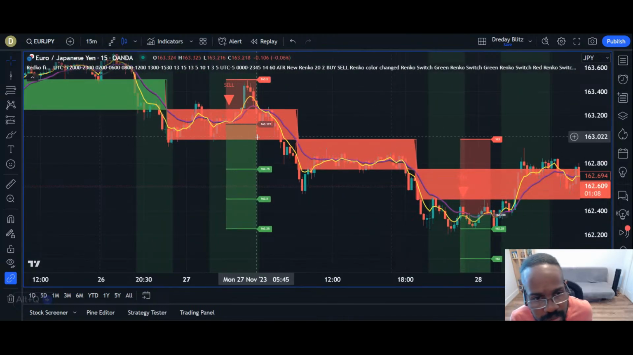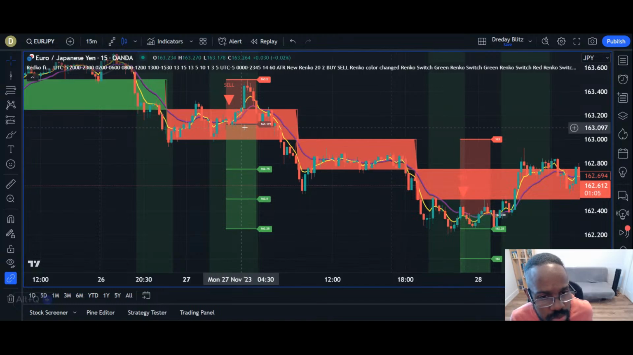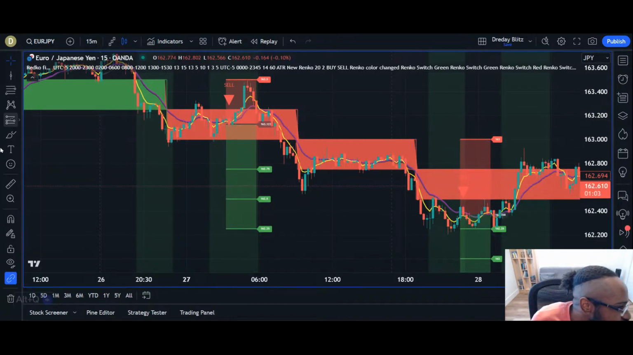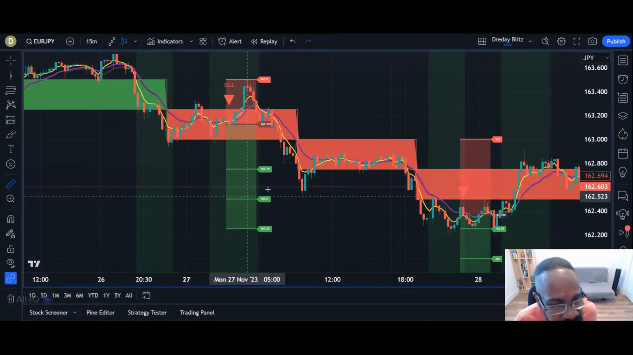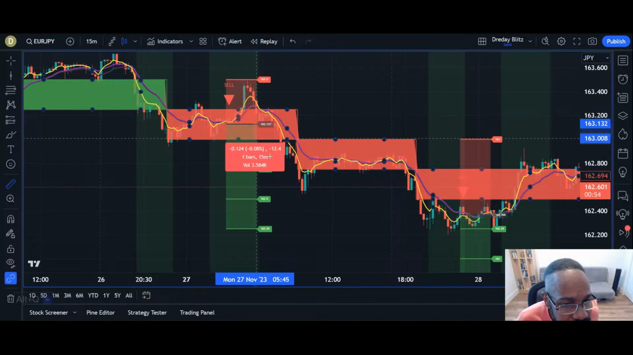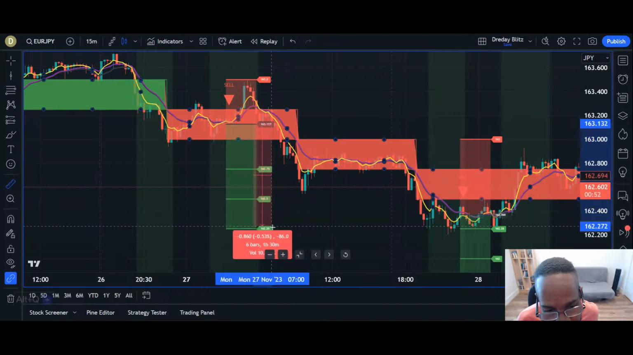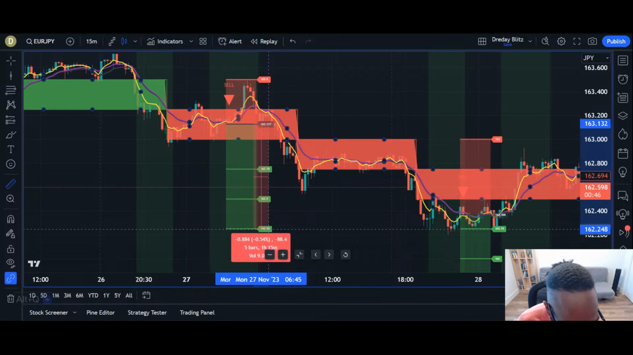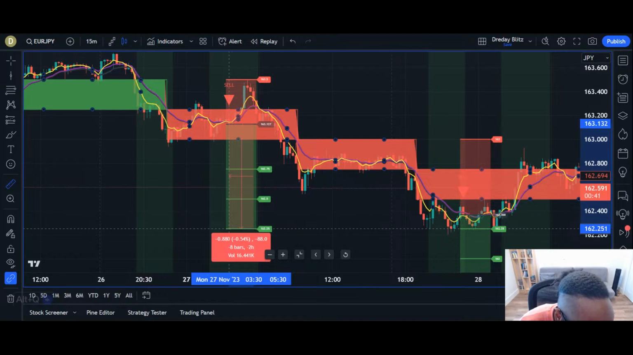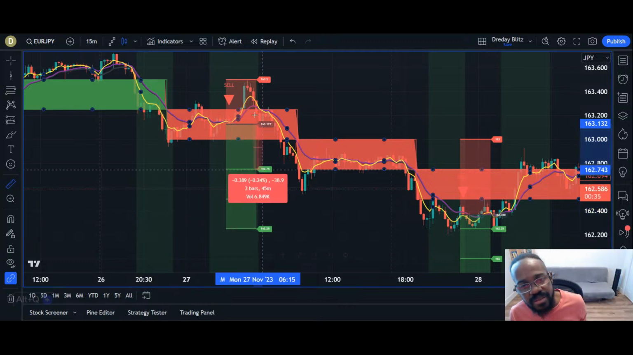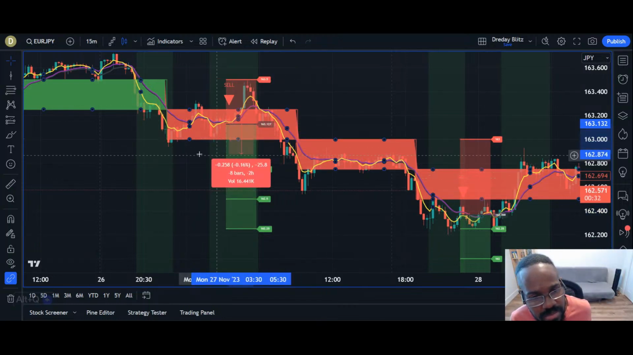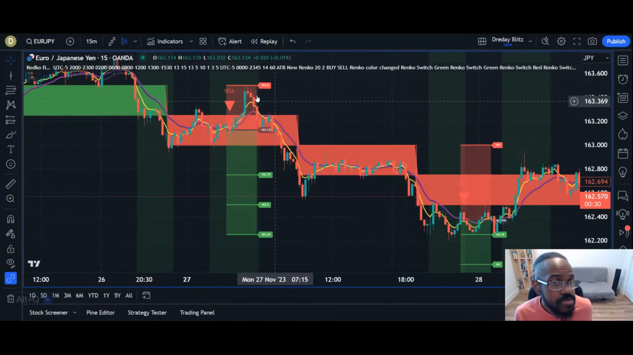Okay, so from here to here. Your entry was here. So from here to here, let's calculate the percentage. So let's go here to TP3 right here. So this is almost 0.5% gain on your account. So it's a 0.5% gain on your move off of one trade.